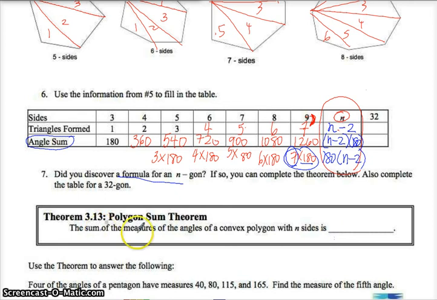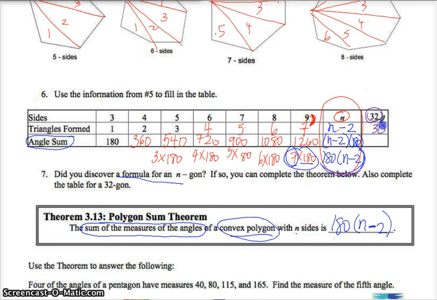It says the sum of the measures of the angles of a convex polygon with n sides is, so to find the sum of all of the angles inside a convex polygon, we would use this formula right here. 180 degrees, that's the degrees of a triangle, times the number of triangles in that shape. And there are n minus 2 triangles compared to its sides.